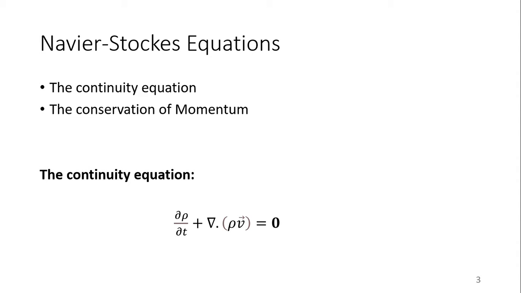So the continuity equation states that ∂ρ/∂t plus divergence of ρv equals 0, where ρ is the density of fluid and v is the velocity vector.